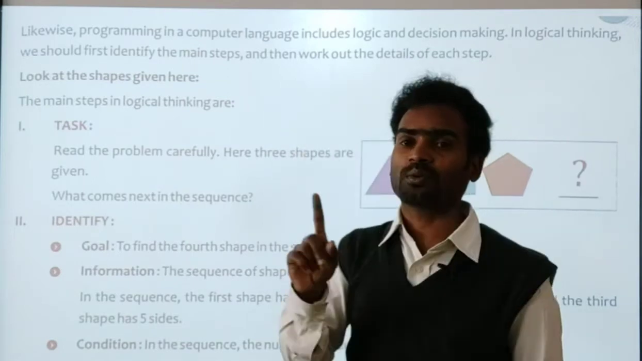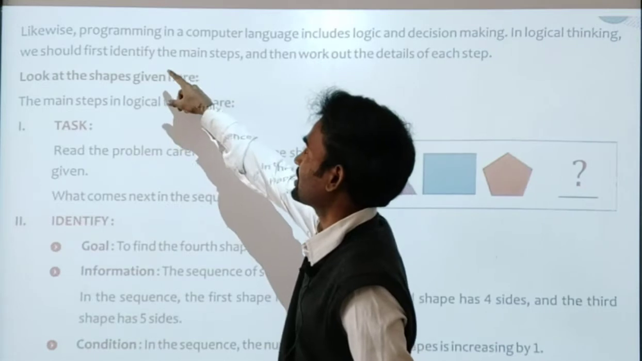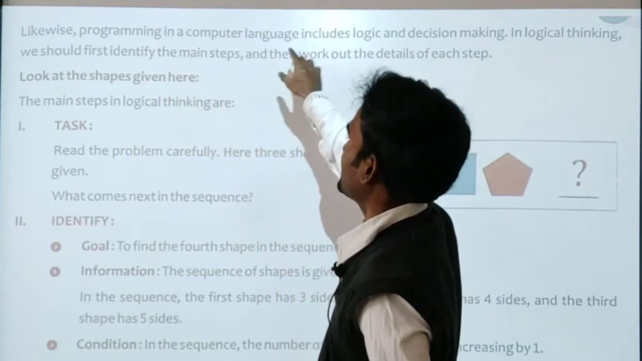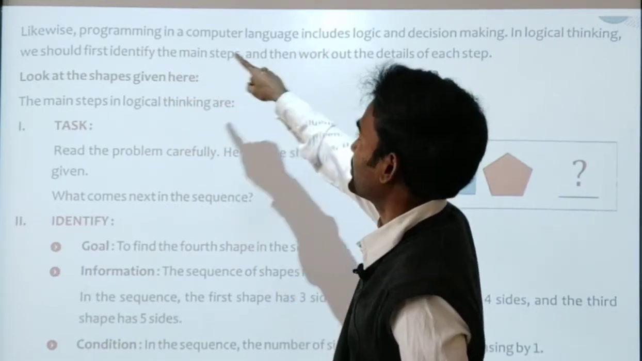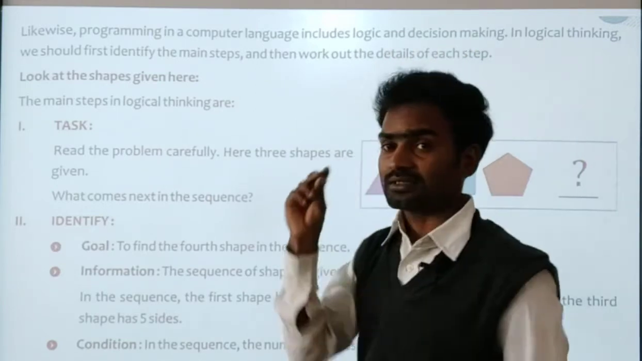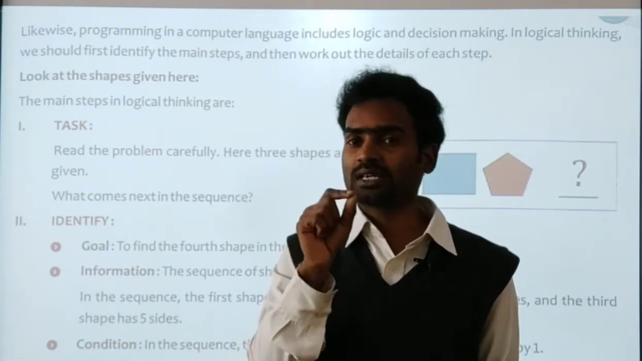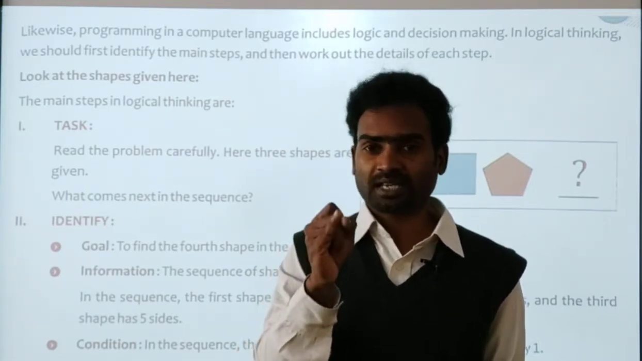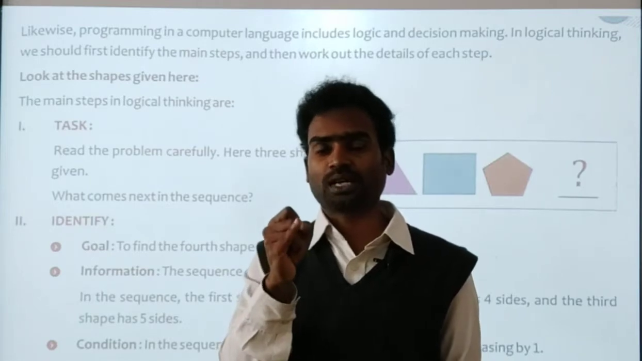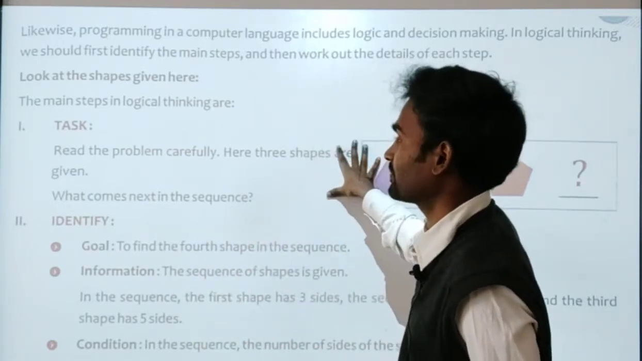And the next one is very simple. They have given one problem that we are going to follow and finish. Likewise, programming in computer language includes logic and decision making. This is what we are going to learn now in computer science. In programming, we have logical thinking and decision taking. First, we have to find the logic. Here, they have given one solution.